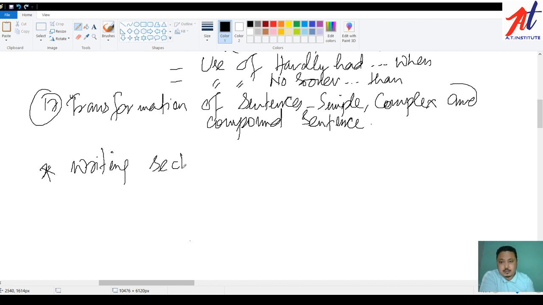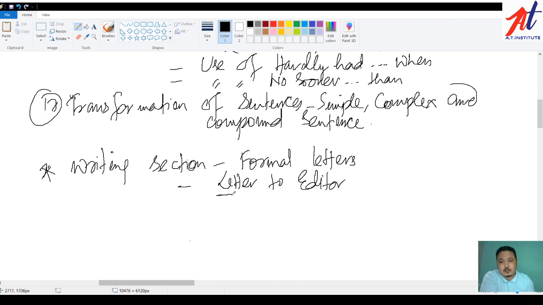In writing section, I'll be discussing formal letters. Okay, I'm going to get you the format along with some examples. And when we talk about formal letters, there would be letter to editor, job application, and the third one I will explain later. These three I'll be discussing.